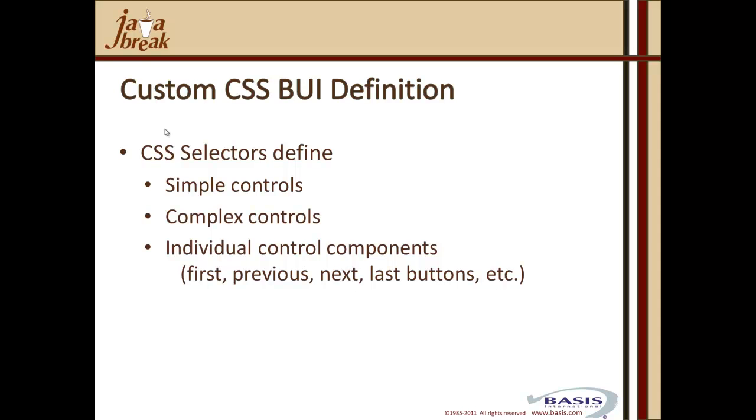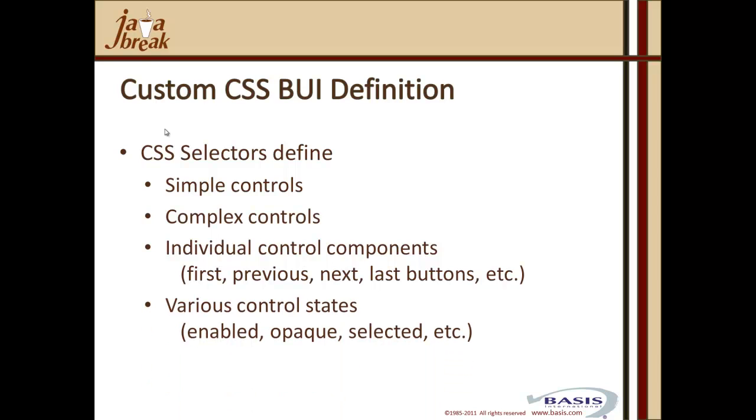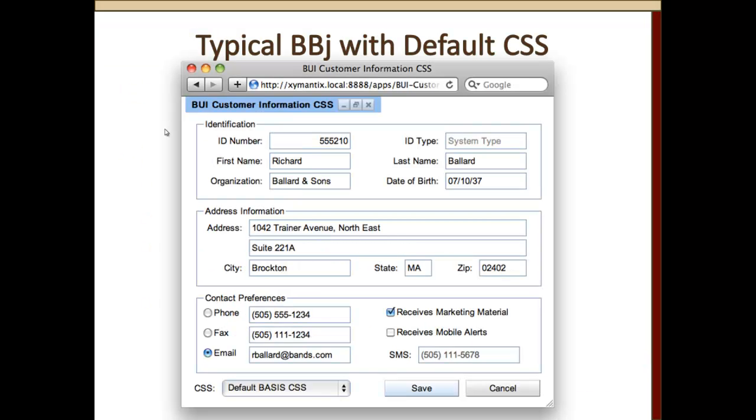can all change their look and feel. And so various control states can be modified by CSS, whether they're enabled, opaque, selected, etc. So here's a good example of a typical BBJ application rendered within the browser user interface. So this is running, in this case, on an Apple Mac. I think this is running on Chrome. And this is the default style. So it looks as you would expect, like any desktop type application would look.